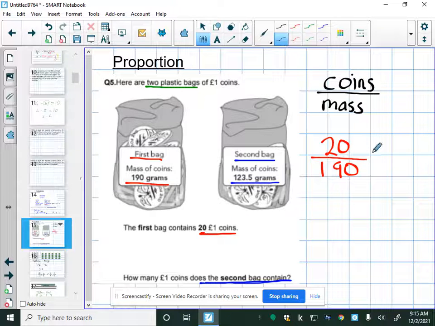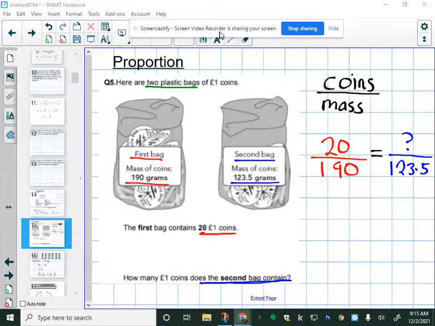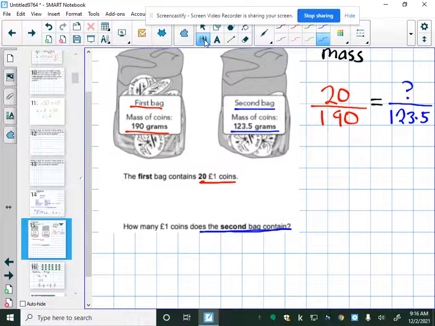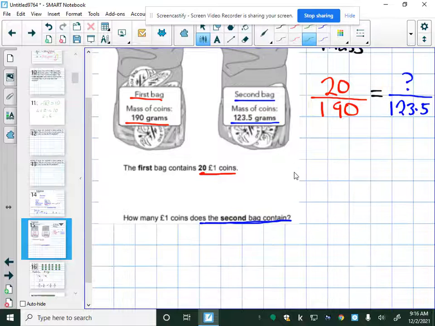Now, because this is a proportion question, I should know that the amount of coins to the mass of the second bag should be similar or should be proportionally the same. It tells us the weight of the second bag to be 123.5. However, we do not know how many coins are in that bag, and that's what we have to solve. There's 2 very obvious ways that I see as to how we could solve this question. I'm going to show you both. The first way might be the way that many people go. I'll use green tool here.